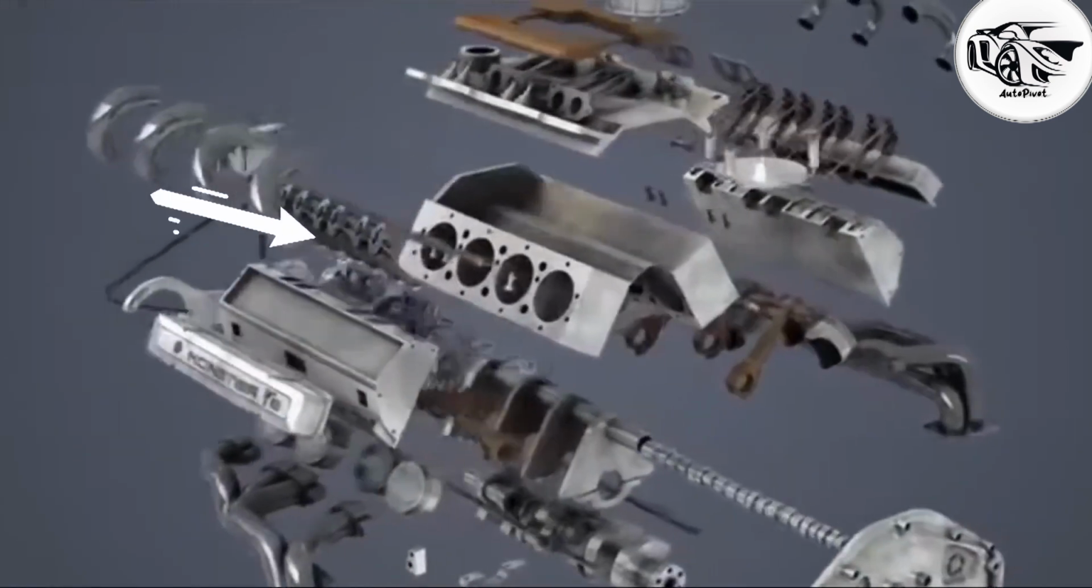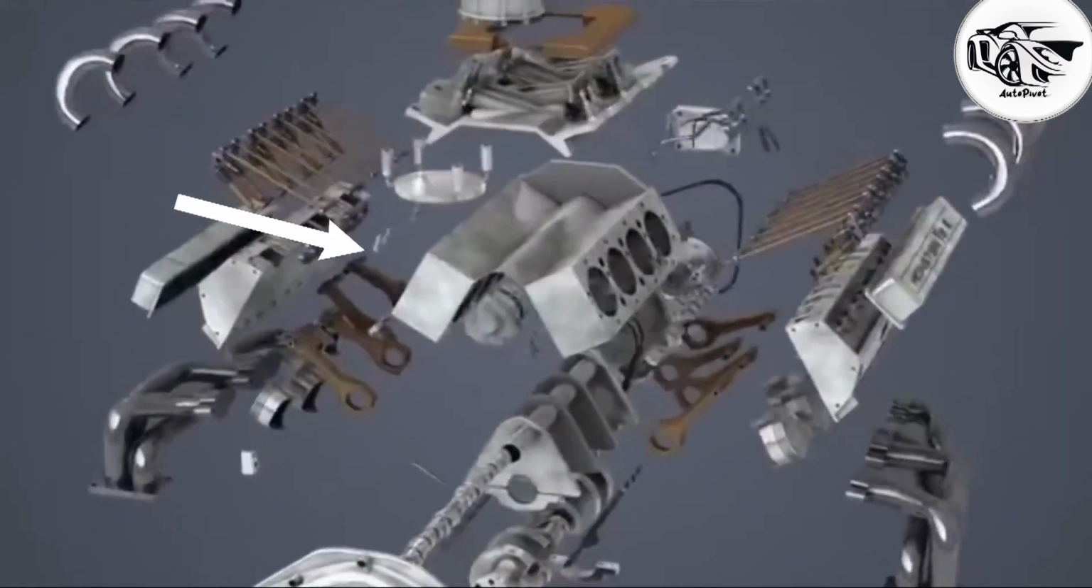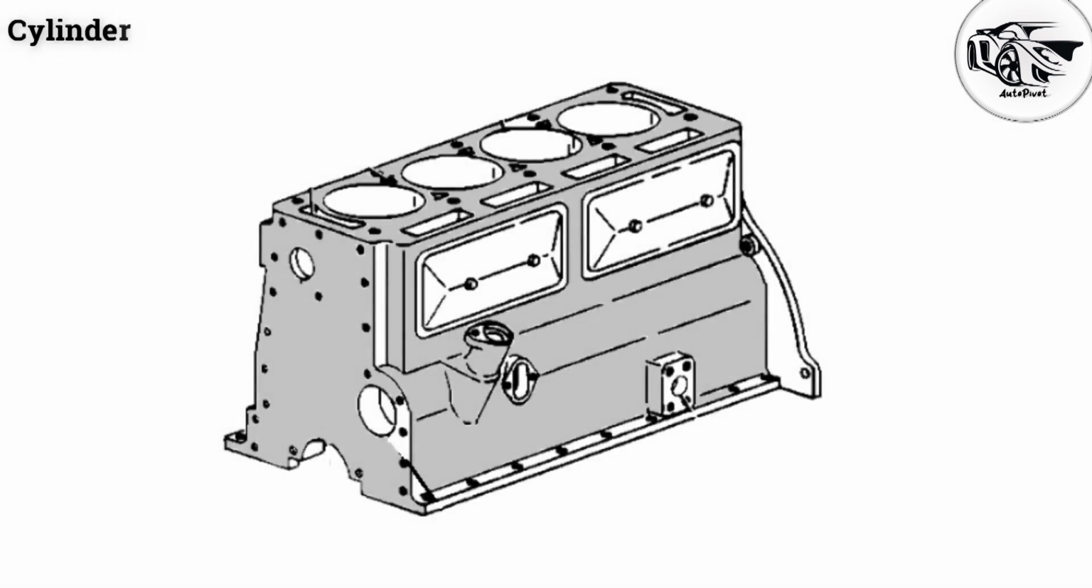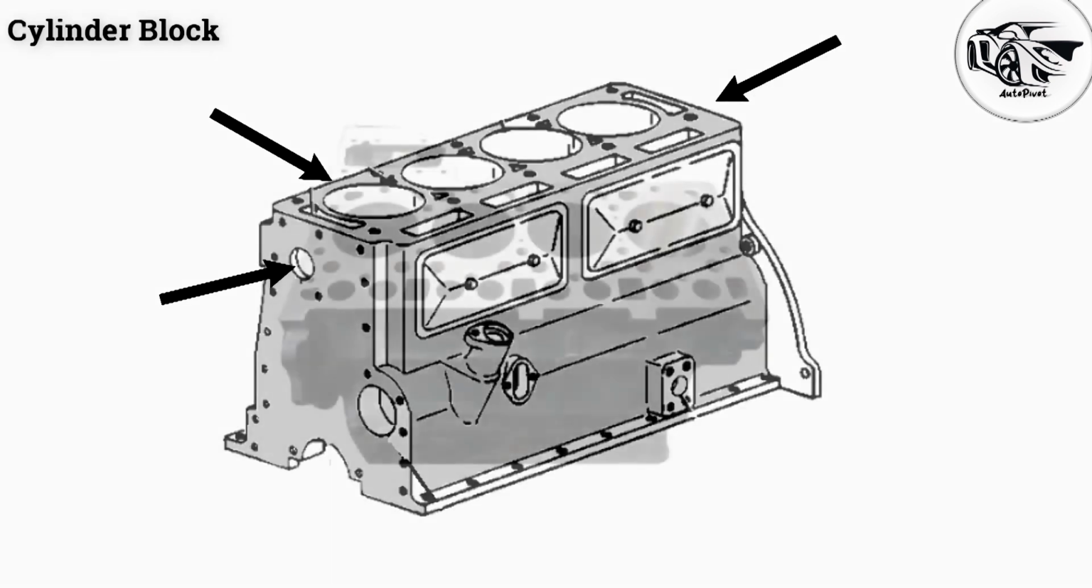Now let's take a look at each of the engine parts with details, starting with the cylinder block. It is the basic framework for the engine and one of the main parts of an engine. A cylinder block consists of three parts: the cylinder in which the pistons slide up and down, the port or opening for the valves, and the passages for the flow of cooling water.